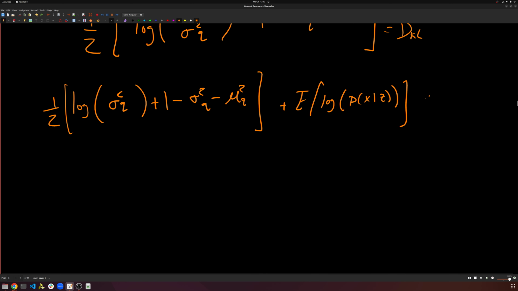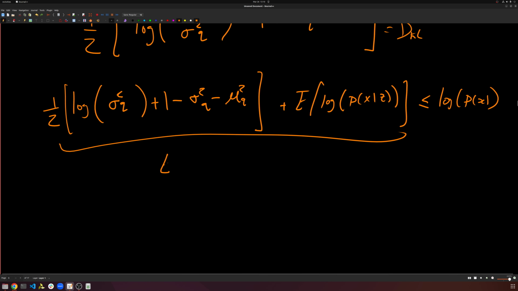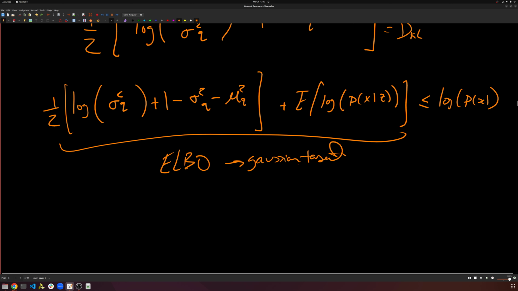This whole thing is less than or equal to log p of x, right? This is ELBO, specifically for a Gaussian target, or a Gaussian model that we want to use with our variational inference. So we want to maximize this with respect to all the parameters of our encoder and decoder.